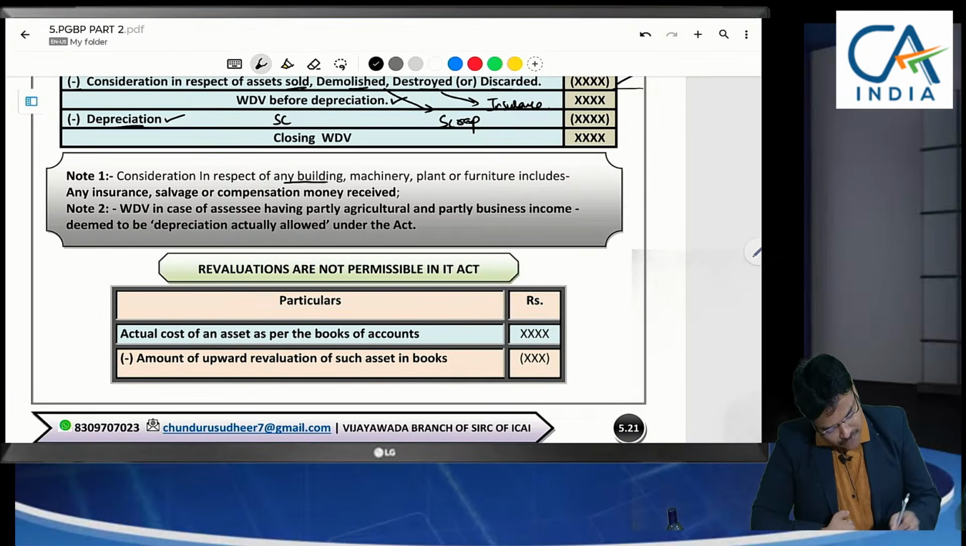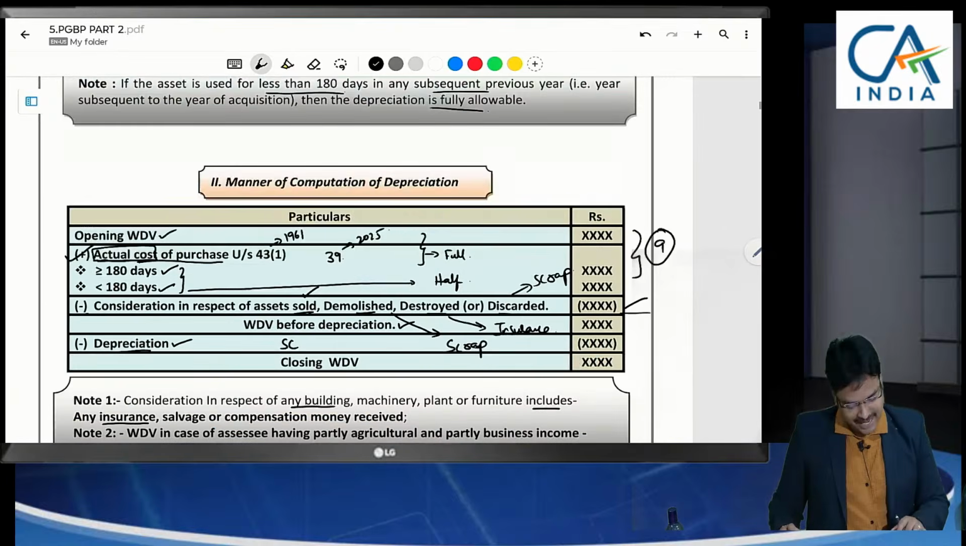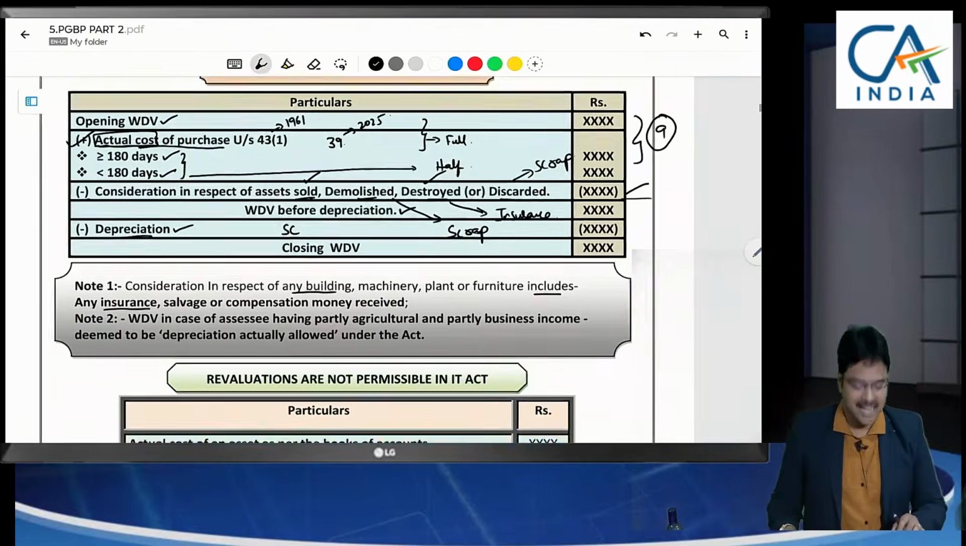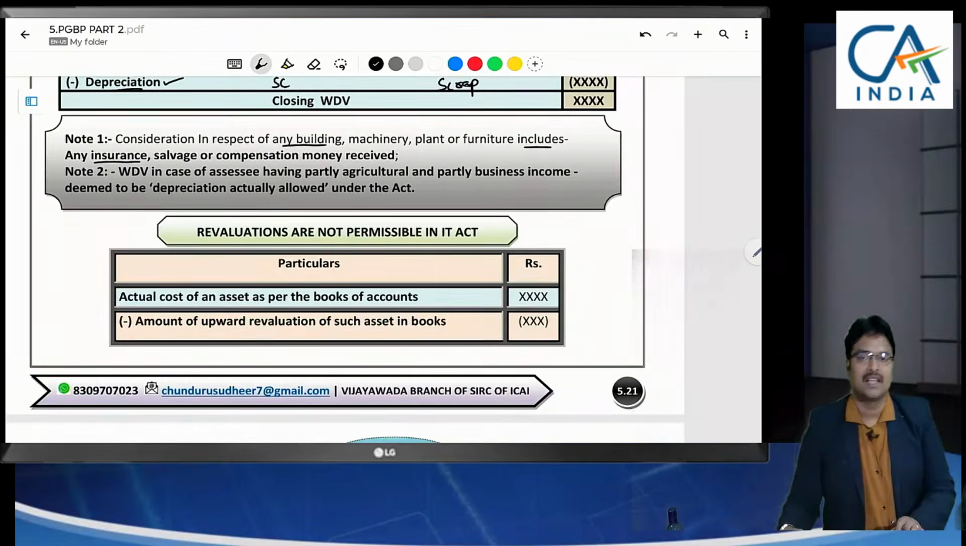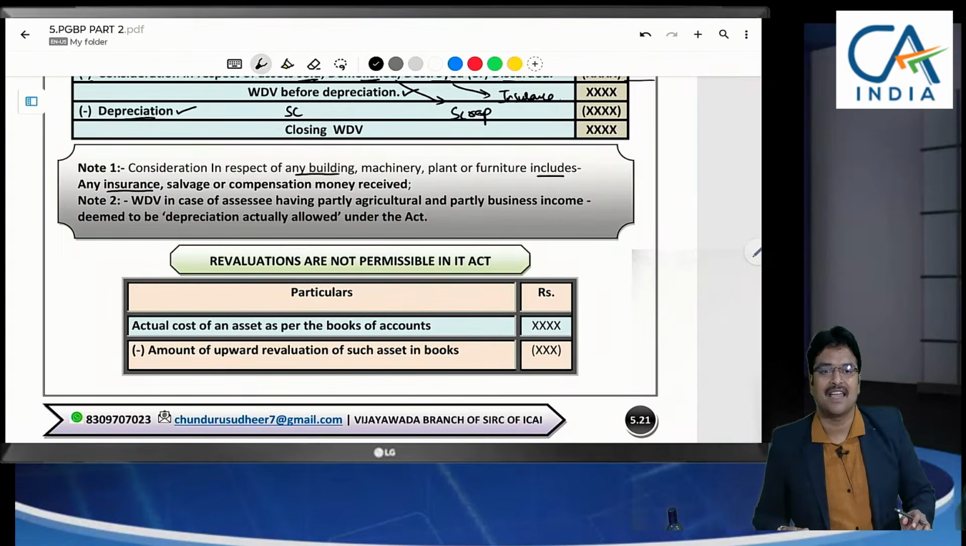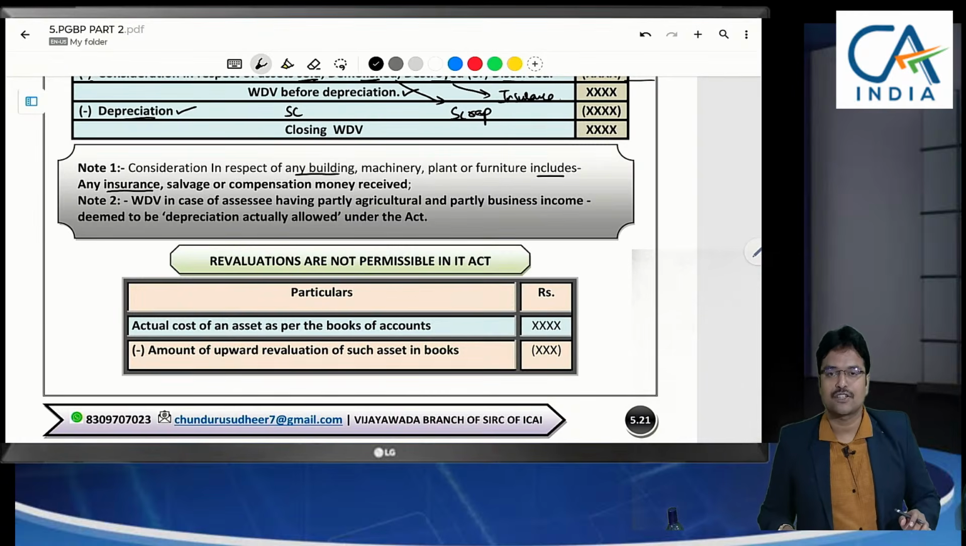Consideration in respect of any building includes insurance also. That means if the asset is destroyed and any insurance compensation is received, it has to be reduced from the block. If any floods have occurred, or any fire accident has come for which insurance compensation is received, it has to be reduced from the block.